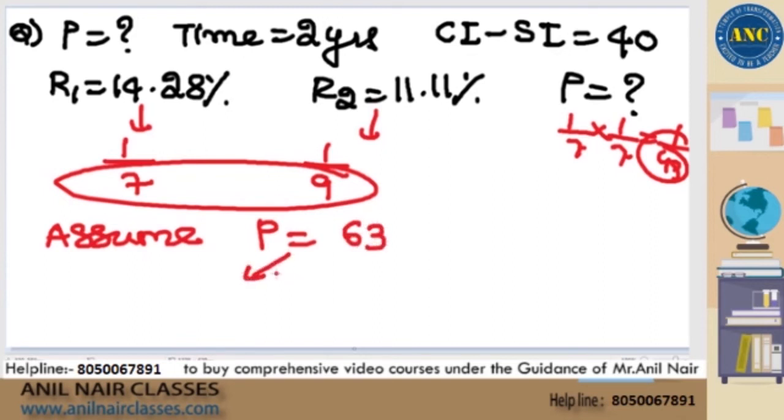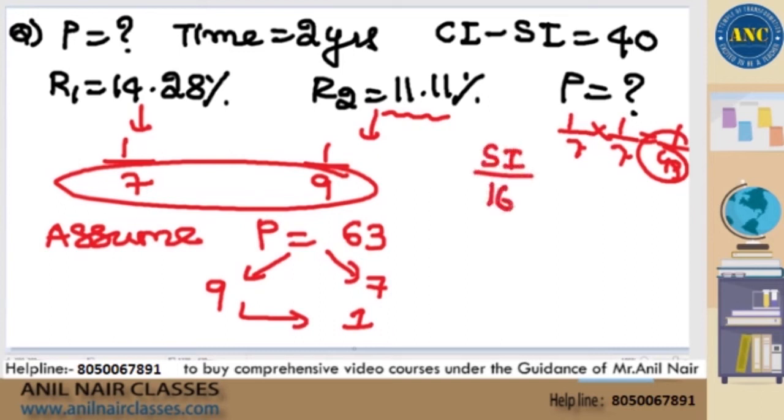If I take the product of the denominators, principal is 7 9s are 63. First year it is 1 by 7 of 63, which is 9. Second year it is 1 by 9 of 63, which is 7. Second year rate of interest is 11.11, which is 1 by 9. Into 9, it is 1. Finish.